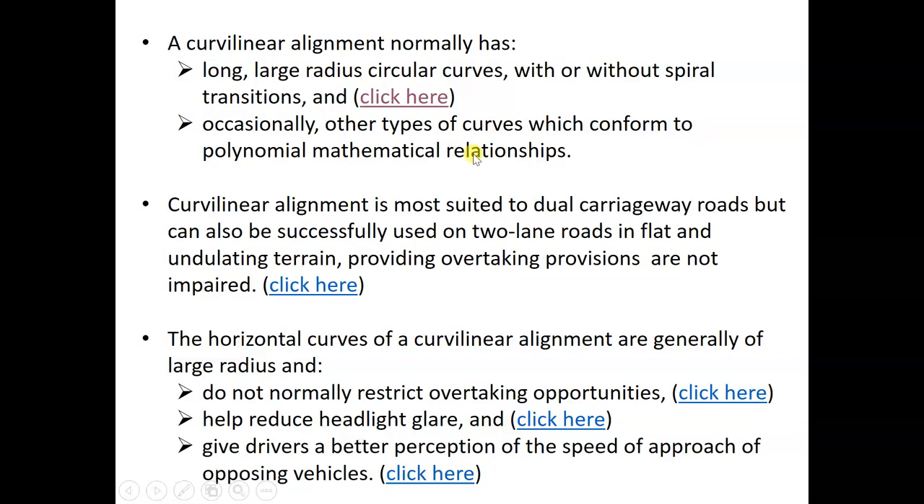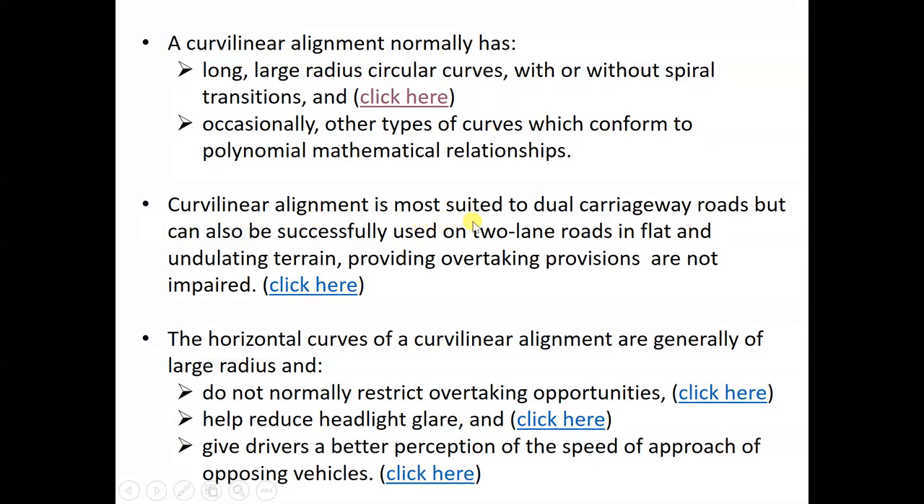Occasionally, other types of curves which conform to a polynomial mathematical relationship. The curvilinear is basically a spiral, a curve. It is either a plain circular curve, or a combination of the spiral and the circular curve, or it could be some form of curvature based on some polynomial mathematical relationships, like a sine curve or cos.